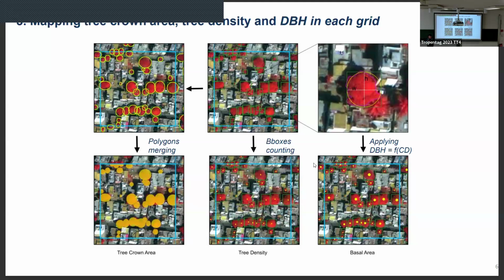By counting the bounding boxes within the grid, we can get the tree density per hectare. And using the allometric model we built before, we can get each individual tree's DBH, and then we can calculate the basal area per hectare.